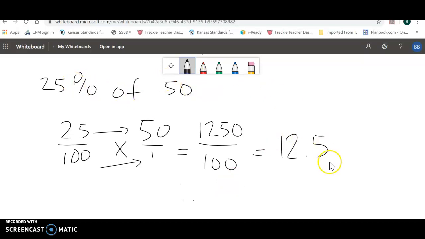That means you're saving $12.50. So that is a real world example of it.